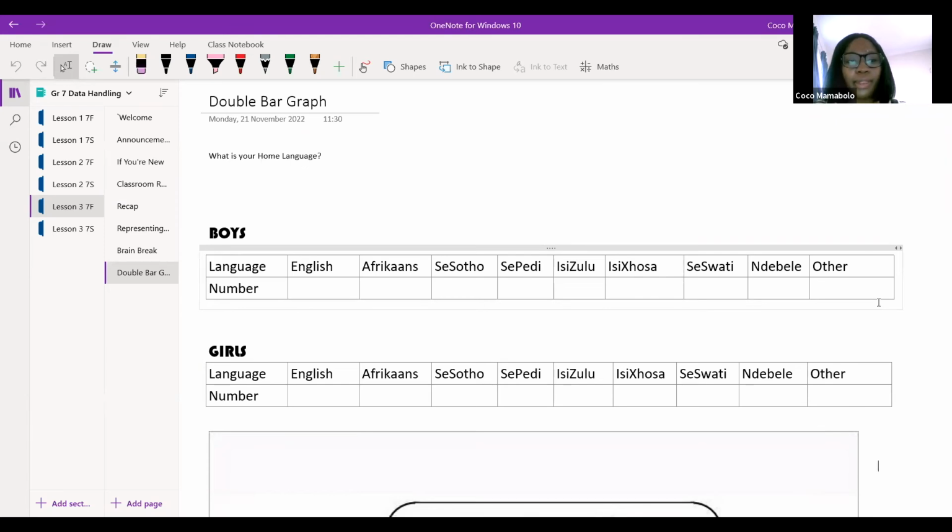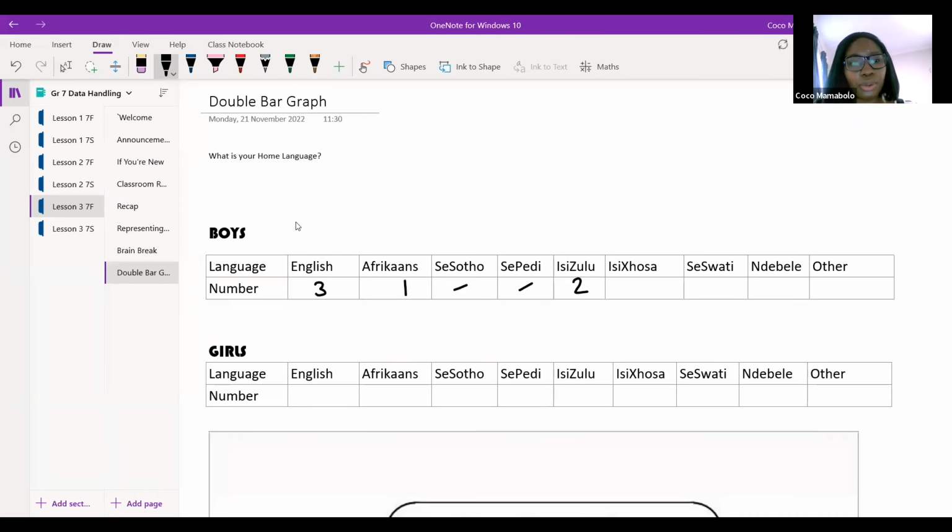All right, boys. Okay, I think that's it. We can stop the poll quickly and we're going to check how many of you voted for which. Let's have a look. All right, so I have got 3 for English, 1 for Afrikaans, nothing for Sesotho or Sepedi. I've got 2 for isiZulu, 2 for isiXhosa, and if I go down to other, nothing for Siswati and Ndebele, and for other, I've got 3. Okay, excellent. All right, so this is the information we have for the boys.